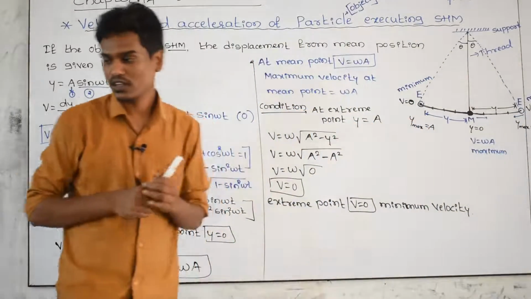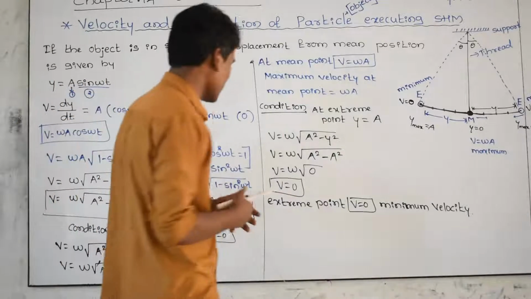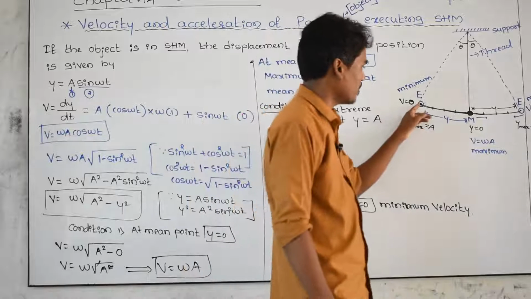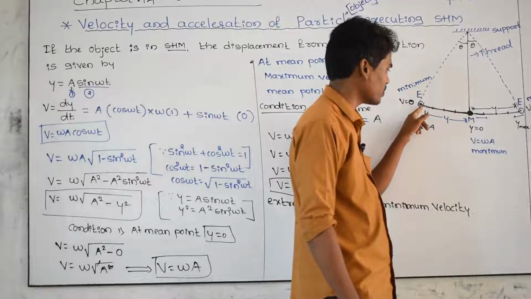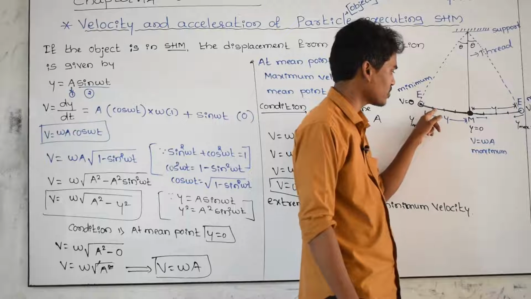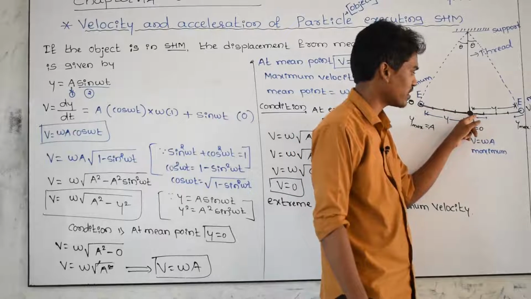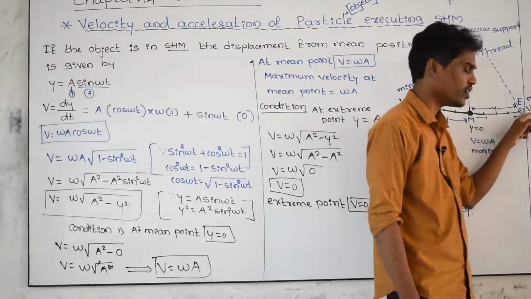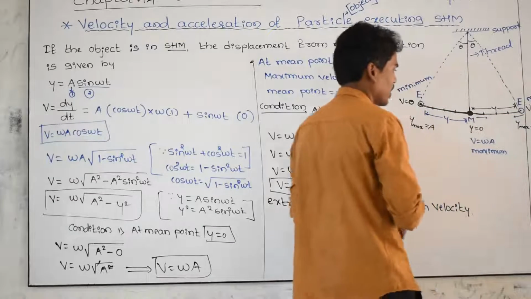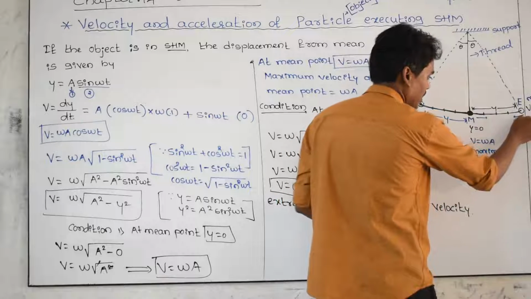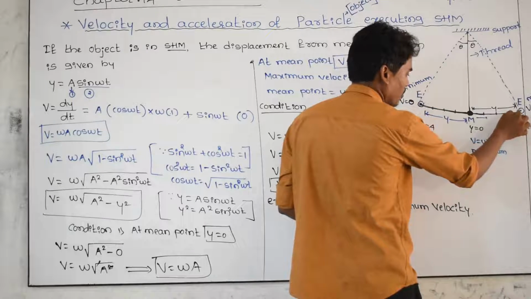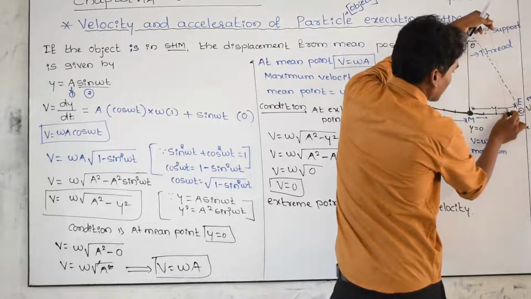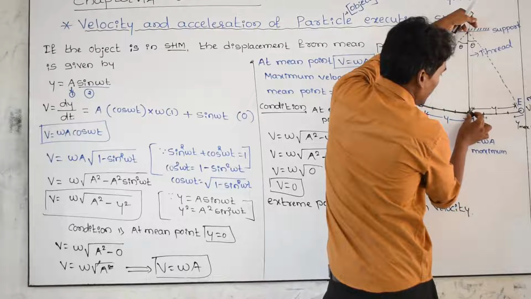This is according to the velocity and acceleration. While coming to this point, the velocity goes on increasing, and is maximum at this point, then goes on decreasing, and velocity becomes 0 here. And again, whenever the object is coming to this point, moving towards the mean position, velocity goes on increasing, and at this point velocity is maximum.